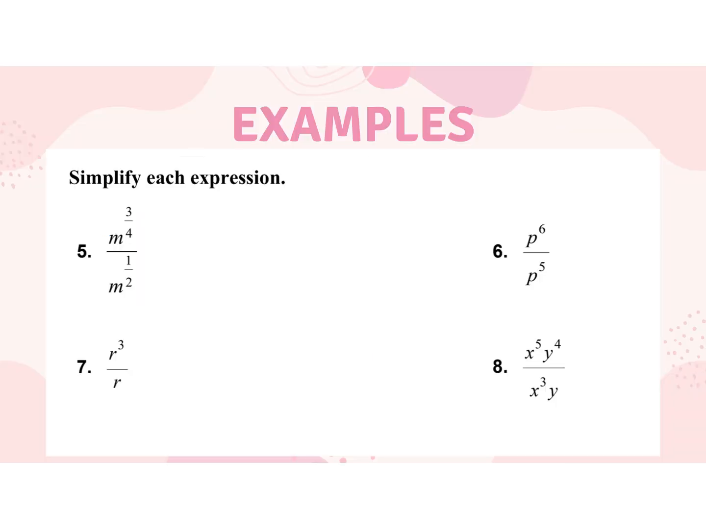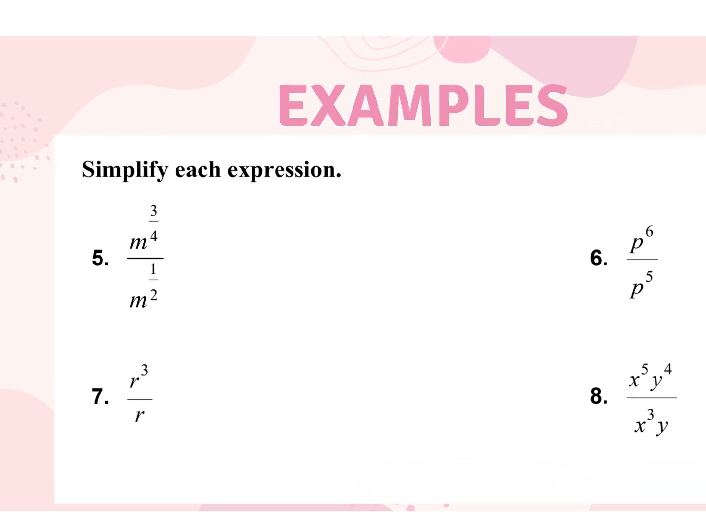All right, so now this next one, I have m to the 3/4 over m to the 1/2, right? If you have rational exponents, you can do the same thing. I have a base of m on the top and on the bottom, and that's going to be my base, and the exponent on top is 3/4. The exponent on the bottom is 1/2. So I could do 3/4 minus 1/2.